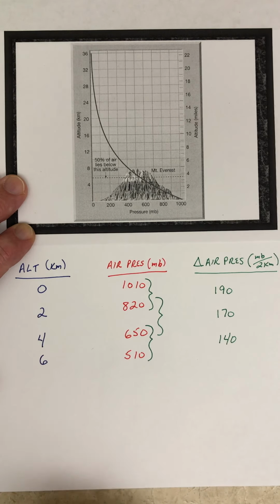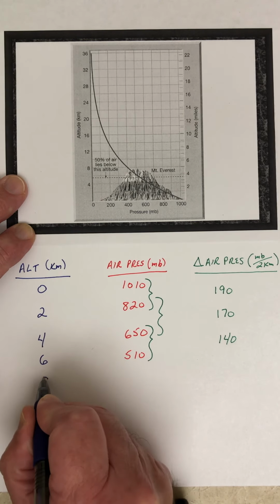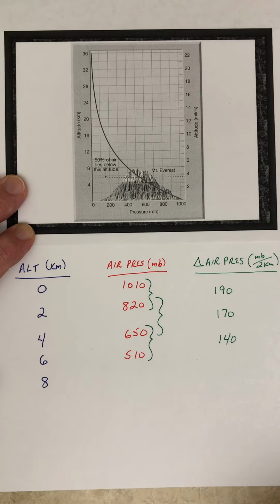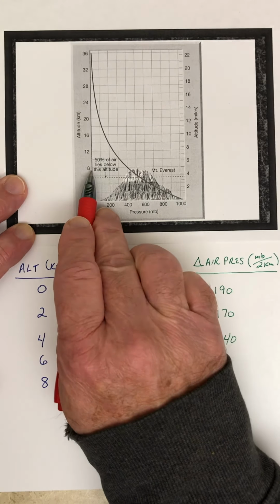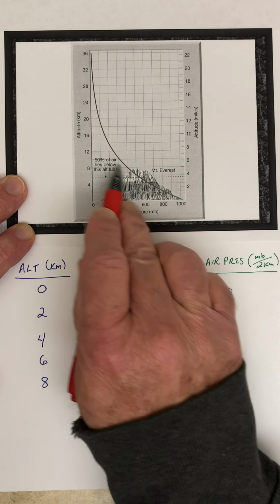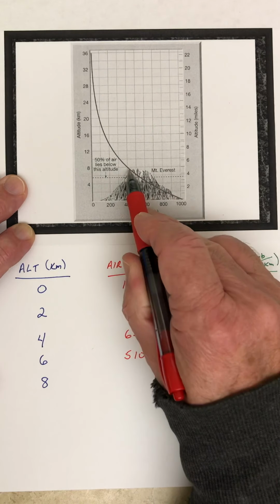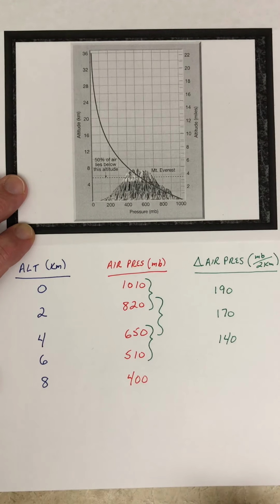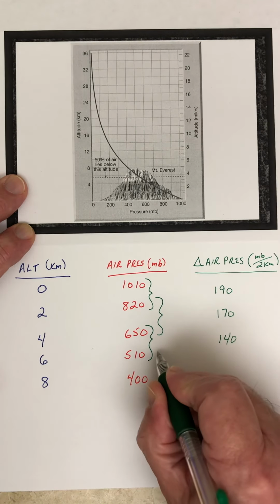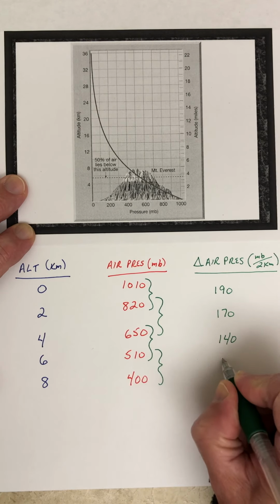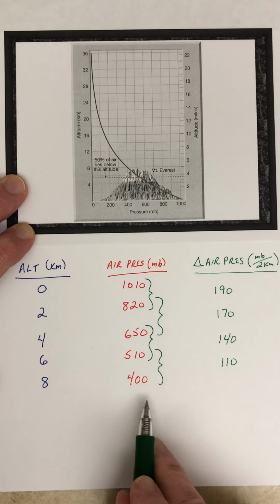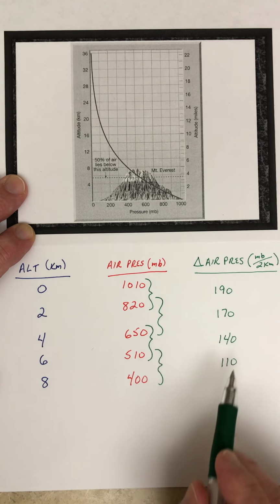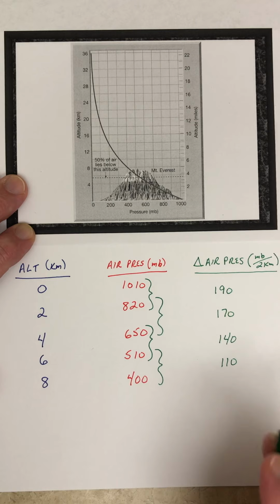Let's go up to 8 kilometers. If we take our line here at 8 kilometers, read over to this line on the curve and bring it down, the air pressure at 8 kilometers is typically about 400 millibars. The difference here is 110 millibars. So has the pressure decreased? Very definitely. What can we say about the change in air pressure? The change in air pressure is decreasing.